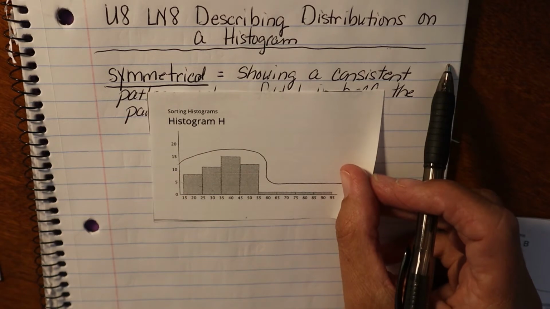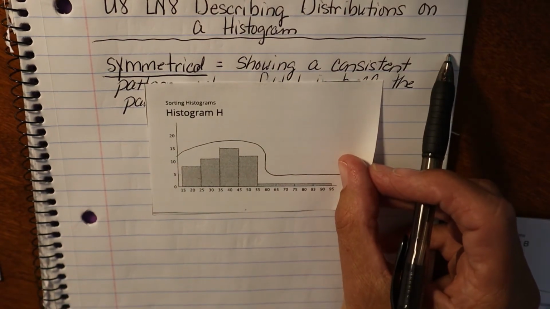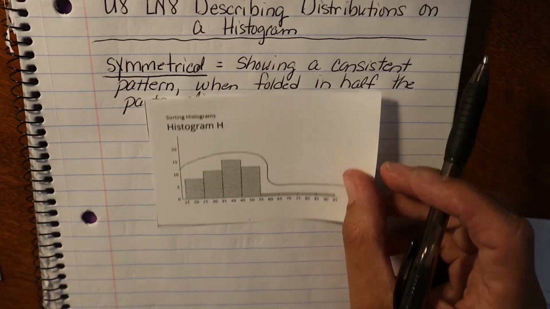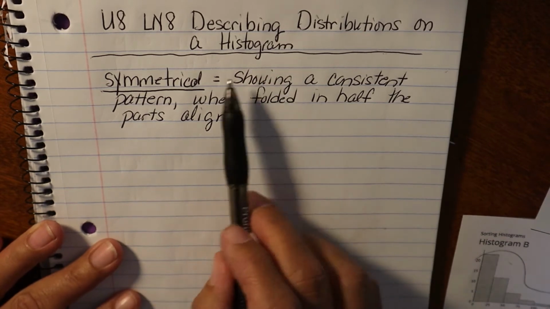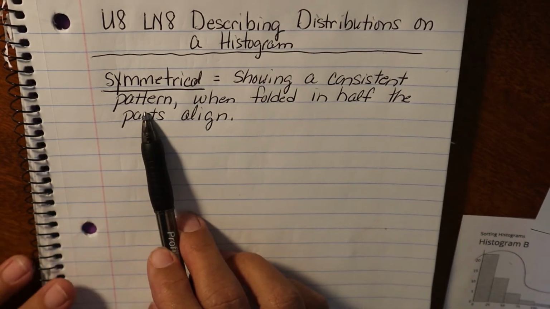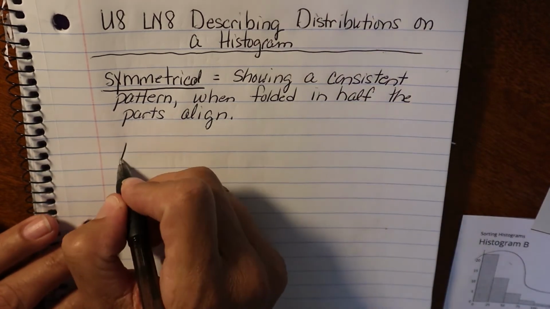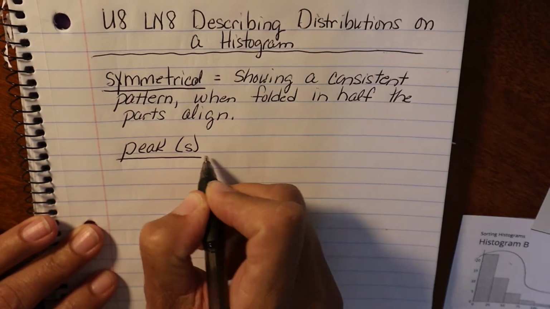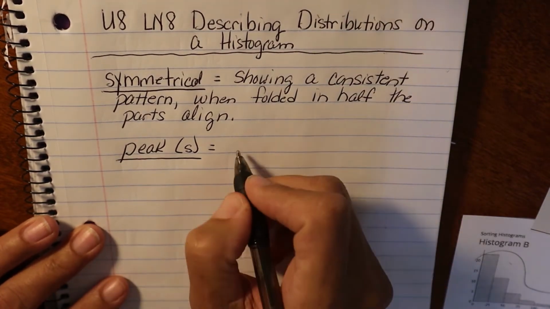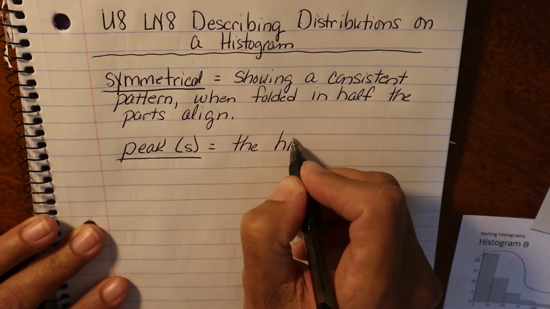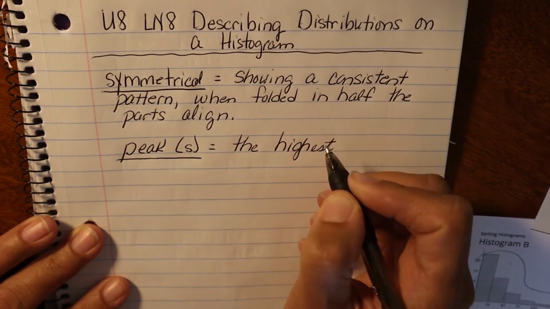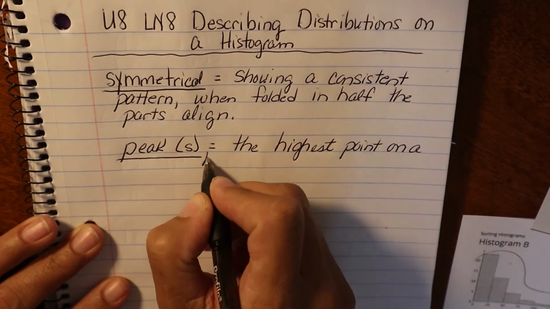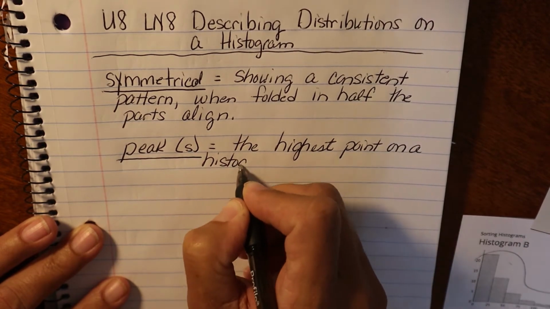Now, of course, we're not going to sit here and draw each one of these. That's why it's important that you're watching and paying attention to what I'm showing you today for the lesson. So that's the first part of describing distributions on histograms: are they symmetrical? Something else we're going to look for is something called a peak, or sometimes it's plural, and you can have multiple peaks. A peak is simply the highest point on a histogram. The highest point on a histogram.